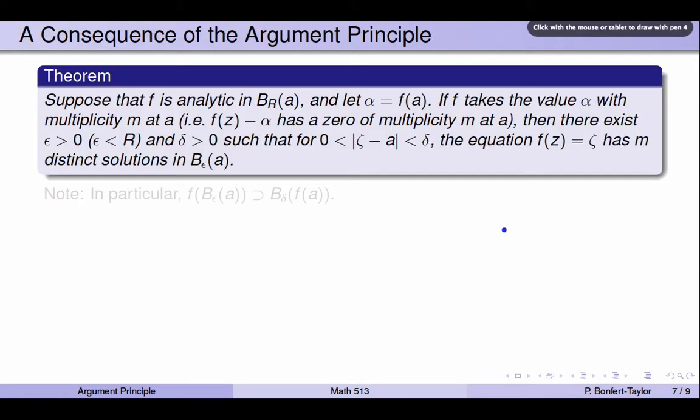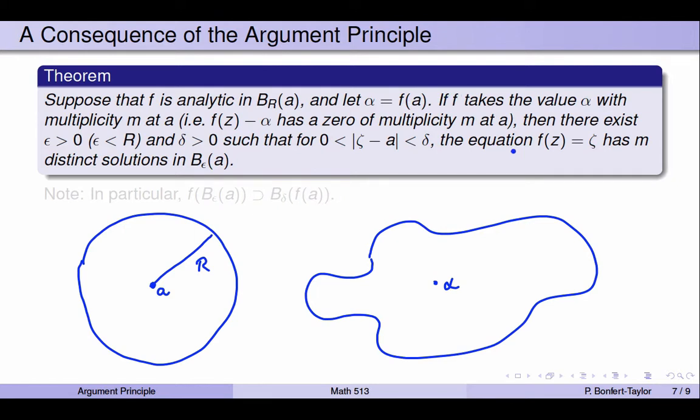We'll finish with a consequence of the argument principle, and this consequence will allow us to prove the open mapping theorem and some other cool facts during the last class. So here's the theorem. Suppose f is analytic in the disk of radius uppercase R, and let alpha be equal to f of a, so the value of f at the center of this disk.